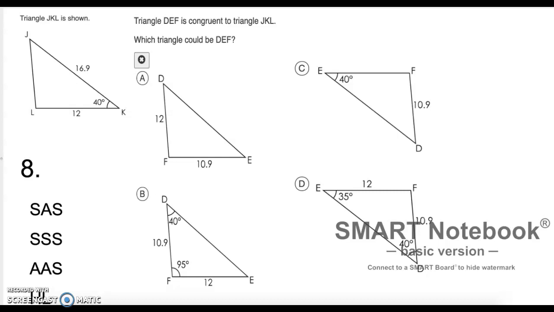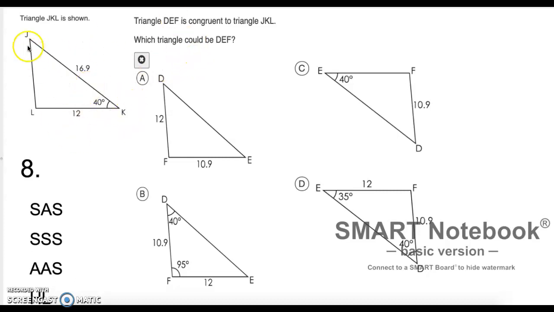Triangle JKL is shown. Triangle DEF is congruent to triangle JKL. Which triangle could be DEF? So here we need to know that congruent triangles are the same size and the same shape. So all of the corresponding angles are congruent and all of the corresponding sides are congruent.